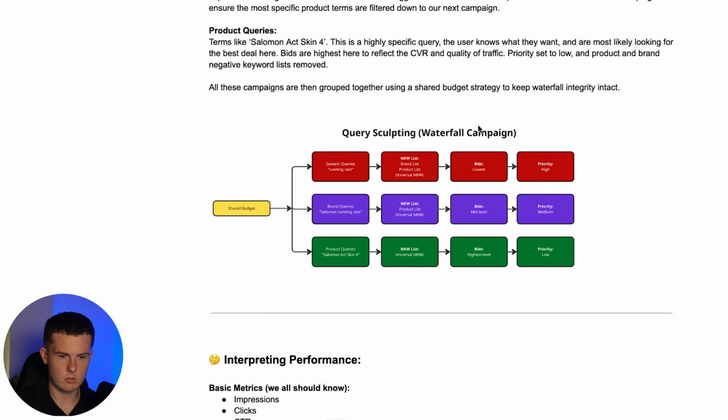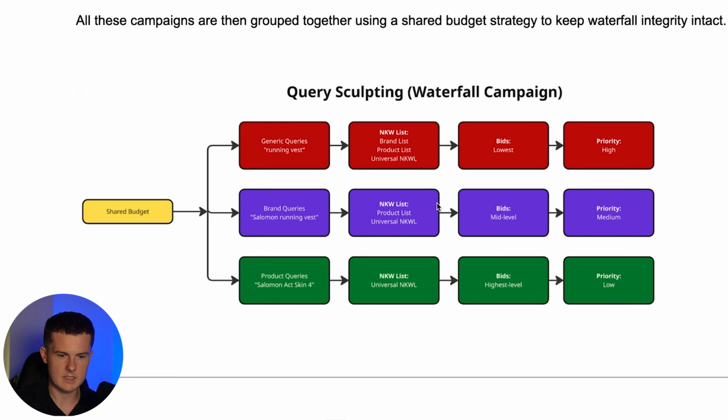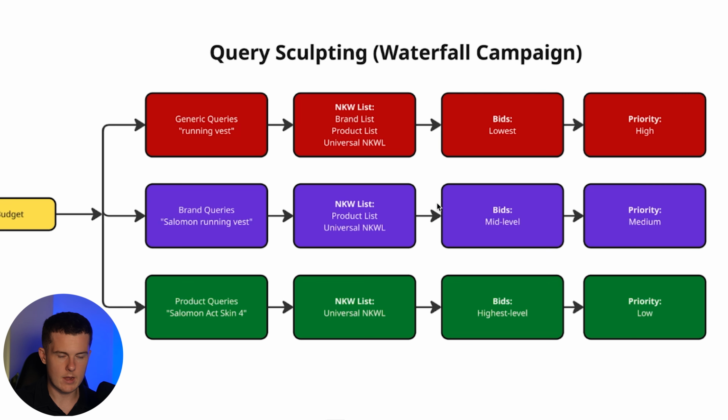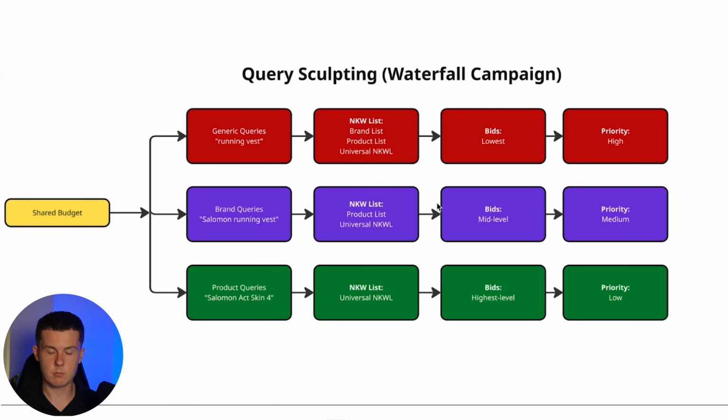So I'm actually going to jump straight into the diagram to get a sense of what's going on. So let's say we are a running brand, okay, and we are a reseller. We stock all different famous running brands, let's say really well-known brands. So Salomon is a really well-known running brand here, and our lead product that we have belonging to them is their running vest, their Act Skin 4. It's like one of their lead running vests at the moment.